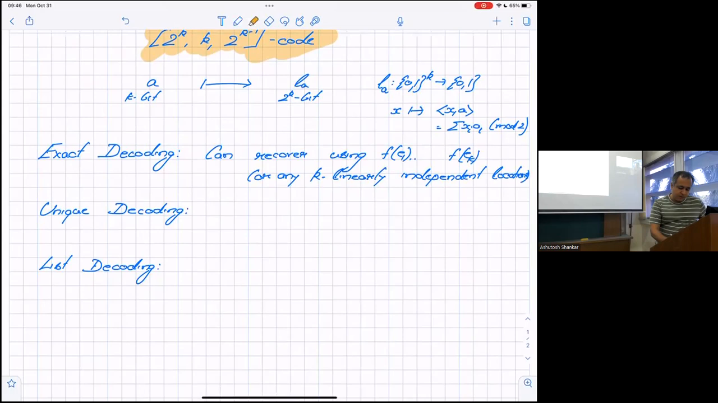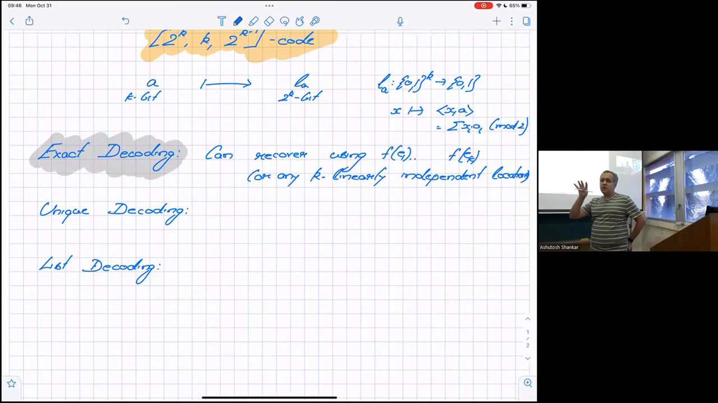In fact, exact decoding is very easy for systematic codes. What are systematic codes? I don't know if I ever defined this. Systematic codes are codes where the message is part of the code word. There are k bits in the code word which are exactly the message bits. You just go read those bits. Those will be exactly f(e1), f(e2), up to f(ek), these k bits. You read them, you get the message. So exact decoding is trivial.